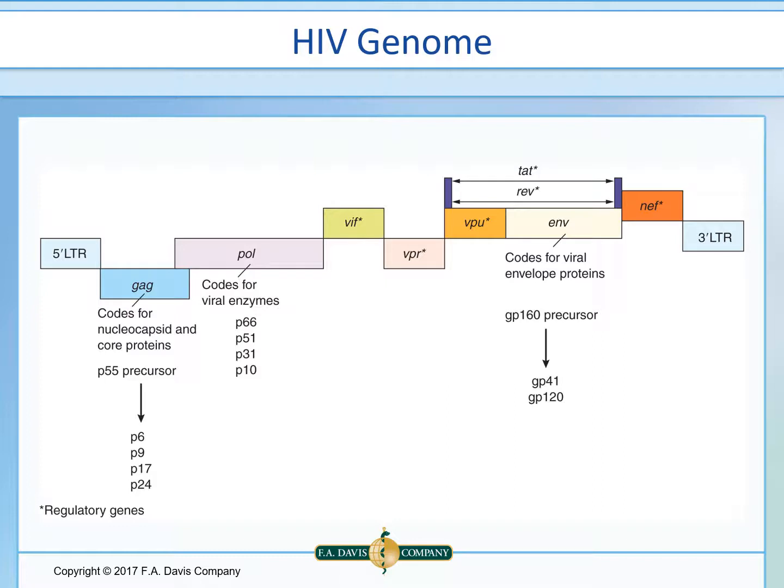The HIV genome contains 3 principal genes. The GAG gene, denoted here in blue, codes for the nucleocapsid and core proteins such as protein 24, or the P24. The POL gene, in the light purple, codes for enzymes important for the virus, including reverse transcriptase. And the ENV gene codes for viral envelope proteins. These include glycoprotein 160, which is cleaved into glycoprotein 120 and 41. The rest of the genes in the HIV genome code for proteins that regulate the expression of other genes and regulate viral replication and infectivity.